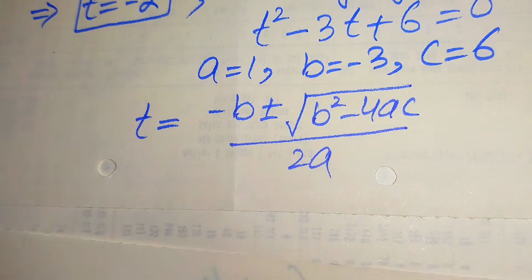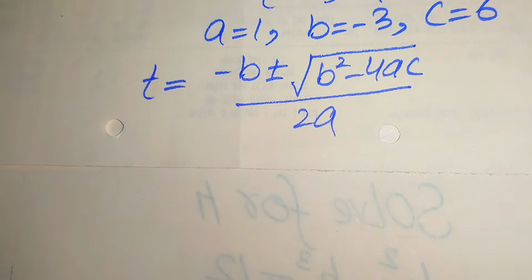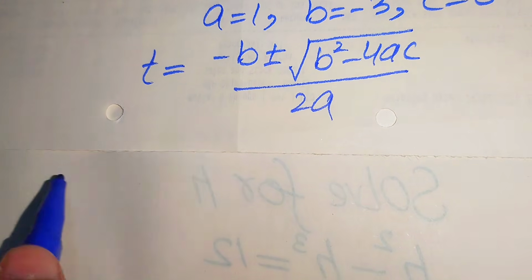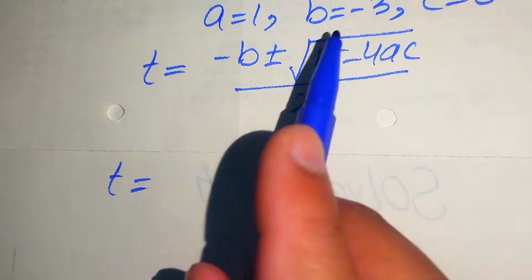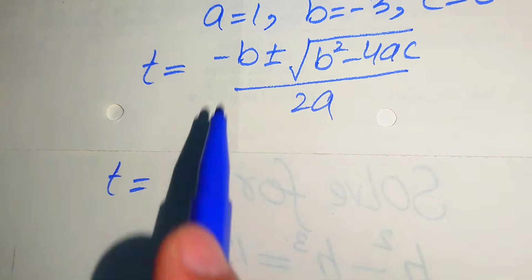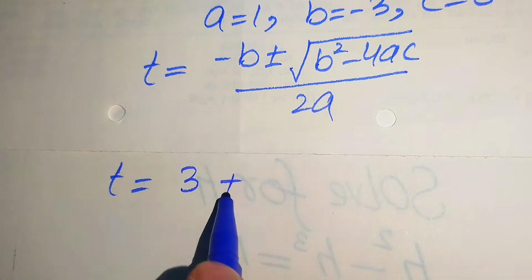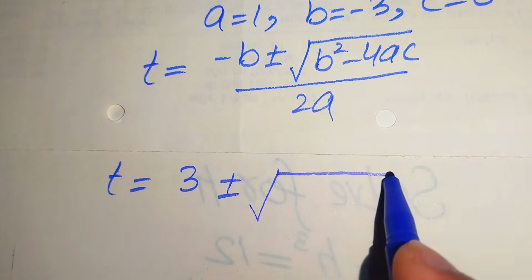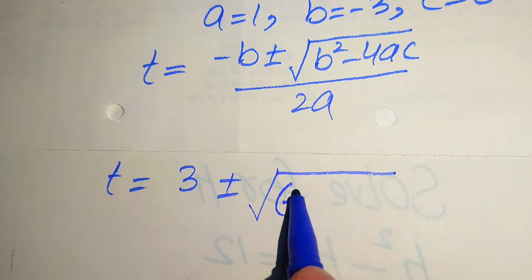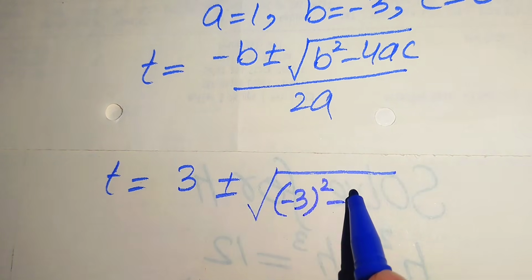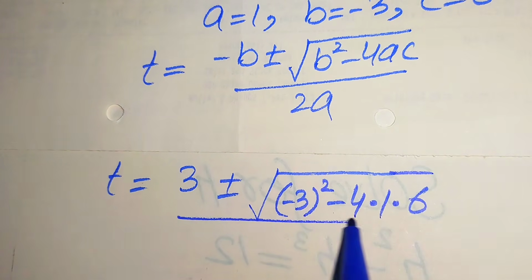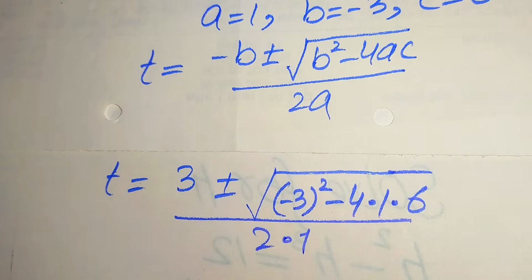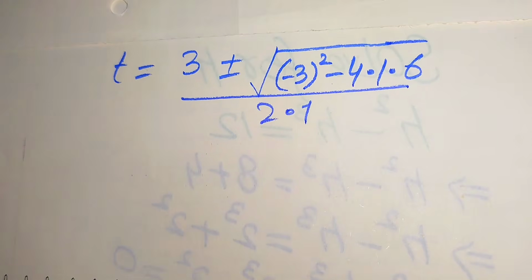So here we substitute all the values of a, b, and c in this formula, and after substituting all these values we will get t is equals to minus b, the value of b is minus 3, so minus times minus becomes plus 3, and plus minus square root of b square, so b is minus 3 square, minus 4 times of a is 1 and c is 6, and it is divided by 2 times of a, and here our a is equals to 1.